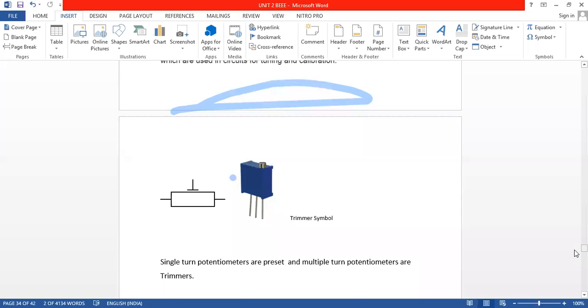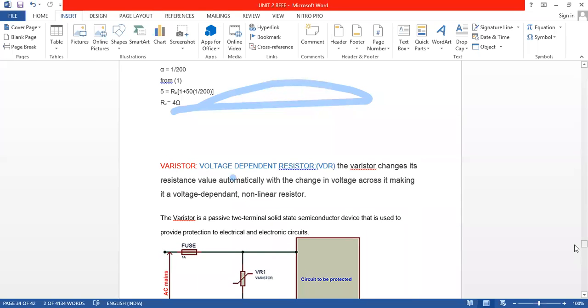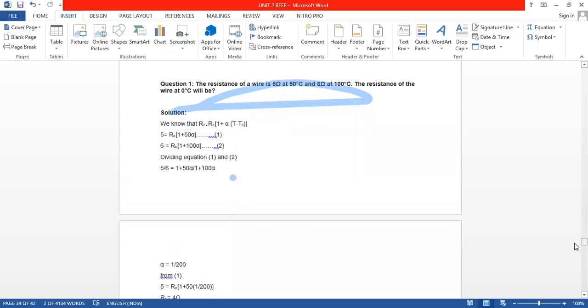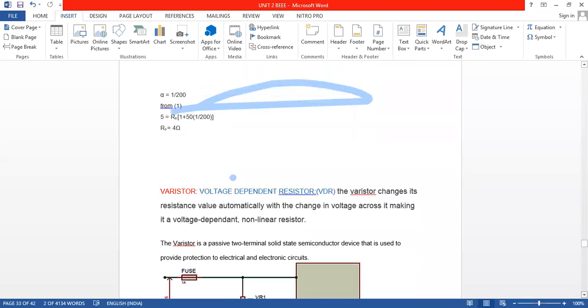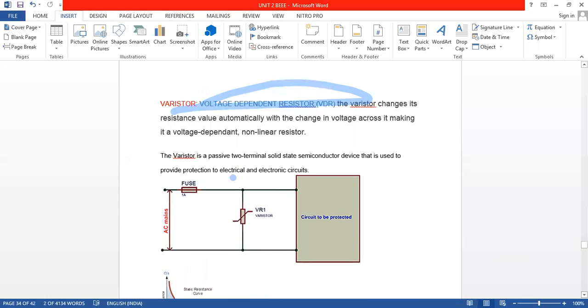One second, all of you. So trimmers we have taken yesterday. Trimmers are used in dash circuits, tuning circuits. Okay, VDR is used in dash circuits. Tell me anyone.